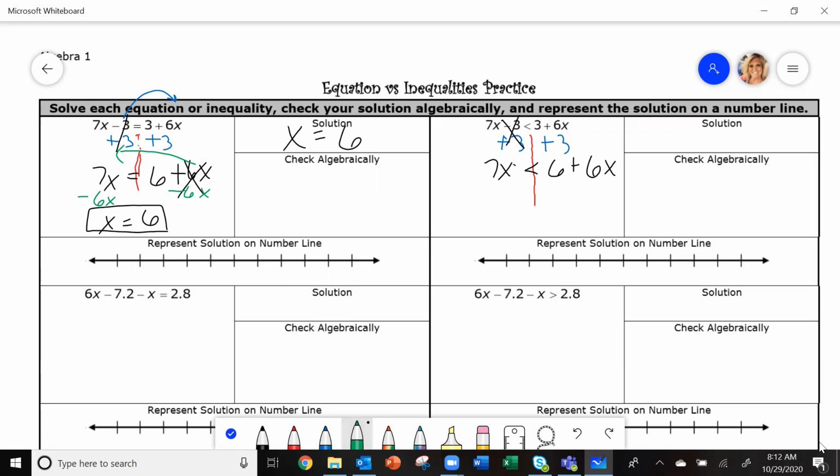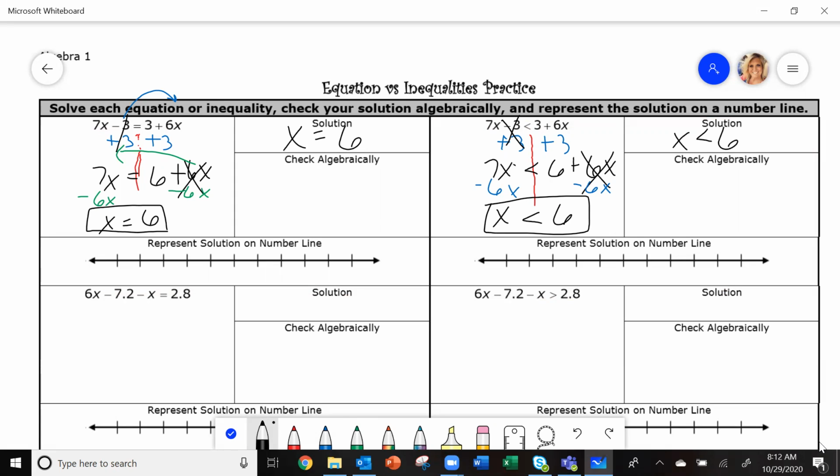We would do the same thing over here. You would subtract 6x from each side. And I get 1x is less than 6. That's my solution right here, what I'm boxing in. X is less than 6.